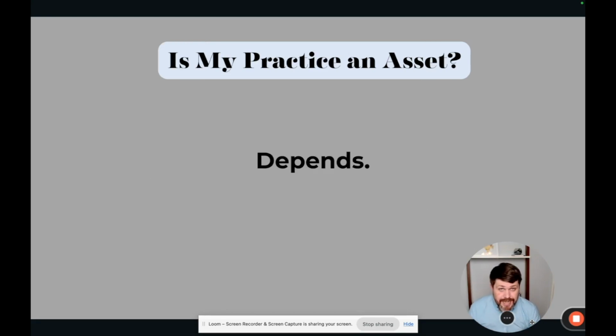Is my practice an asset? That really depends. This is a key question that you're going to have to answer for yourself. The way to answer this is to determine what would happen if you left your practice today. Would it cease to exist, or would it continue on without you? If it could continue on without you, then it's potentially an asset that can be valued in some way.